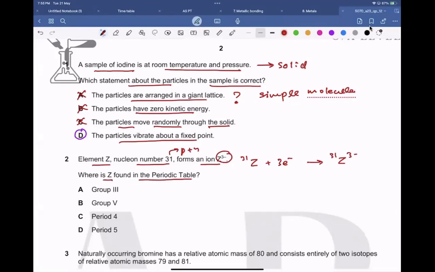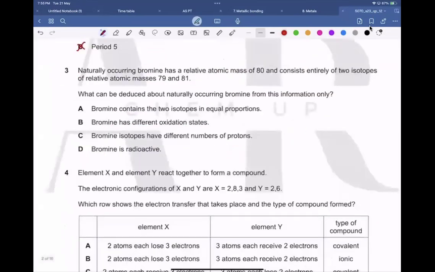yeah, Namal. So it means that it is in group 5, right? So that is the correct one. So A, C, and D are wrong, and B is the correct answer. Okay. Now question number 3.